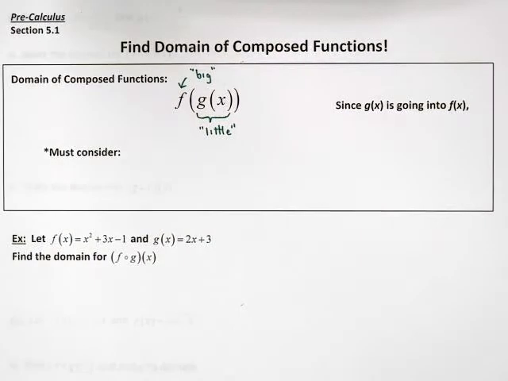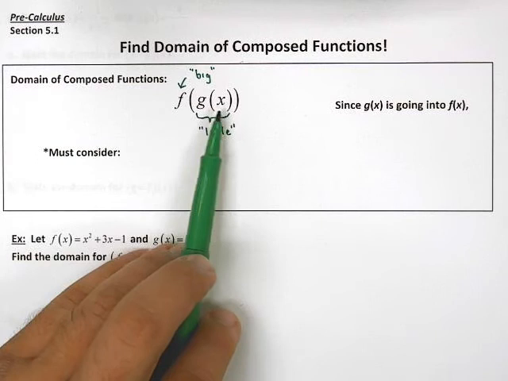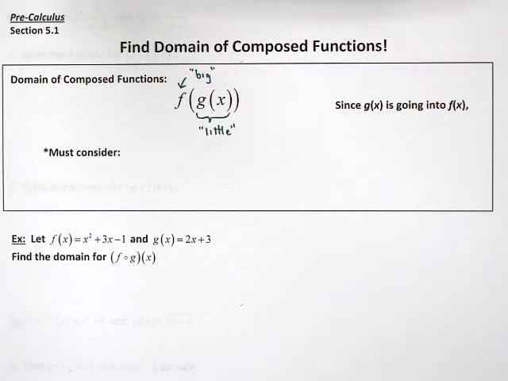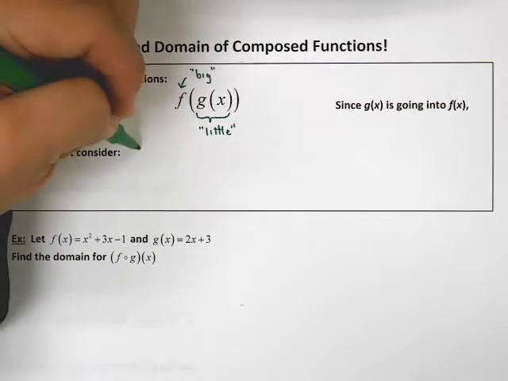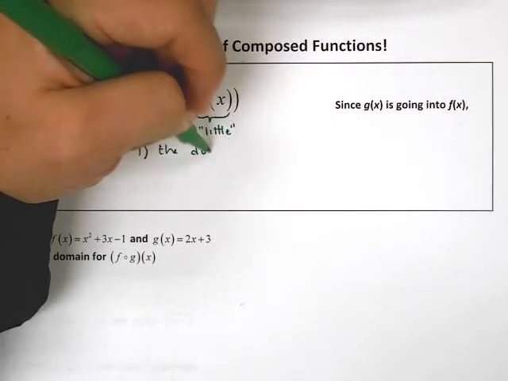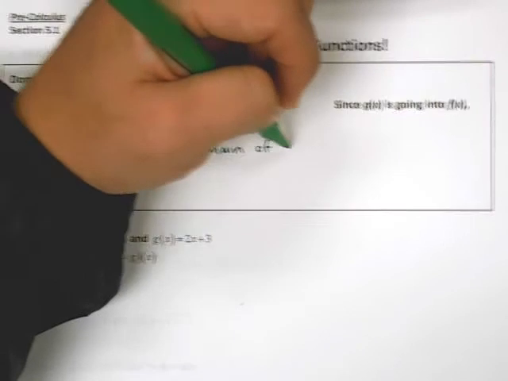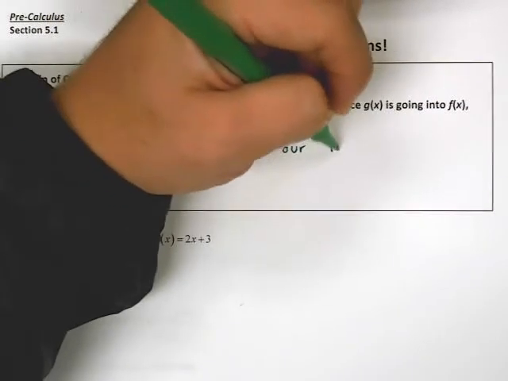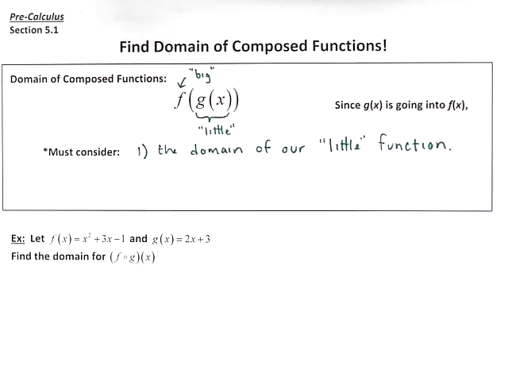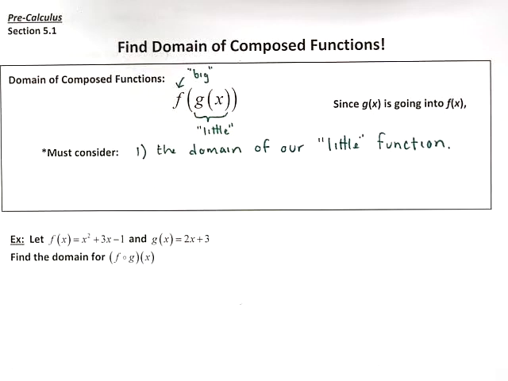Okay? So the first thing we have to understand is that because we are putting x into g of x, well then we definitely have to worry about the restrictions of g of x, right? I can't put something into the g function unless it works, unless it wants to work. So we definitely always must consider the domain of our little function. Alright, so we always have to consider the domain of our little function.